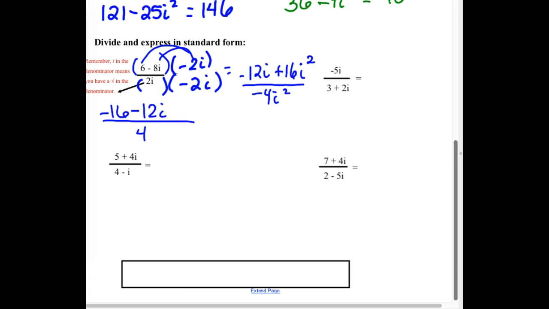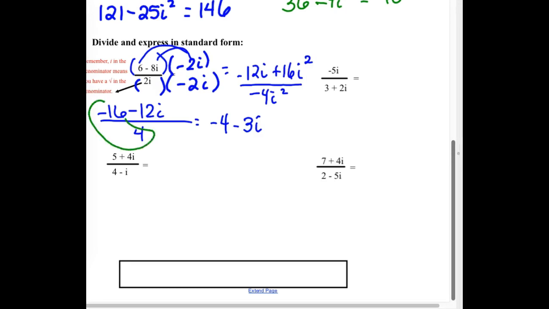And your last step then would be to reduce if you can. In this case, we can. The 4 can be divided into both the 16 and the 12. So negative 16 divided by 4 would be negative 4. And negative 12i divided by 4 would be negative 3i. Just make sure that you reduce both parts, because that 4 really is being divided out of both the real and the imaginary piece. All right, for our next one, what is the conjugate of 3 plus 2i?